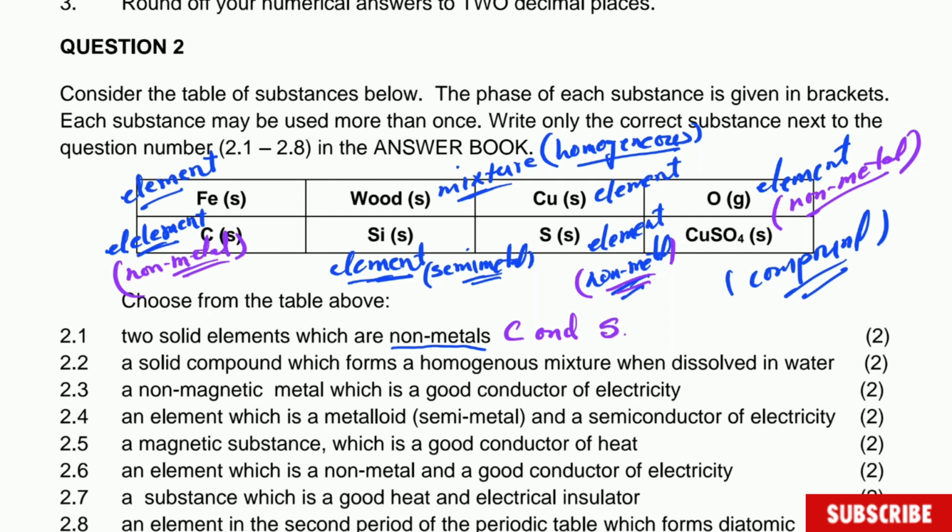A solid compound which forms a homogeneous mixture. They want a solid compound. If we go back to the table, the only compound you have is copper sulfate, or CuSO4. That is the only compound here. So it's going to be CuSO4. That is the answer for this specific question.